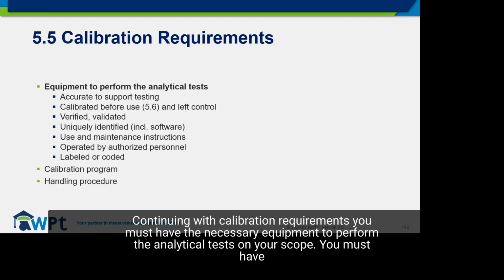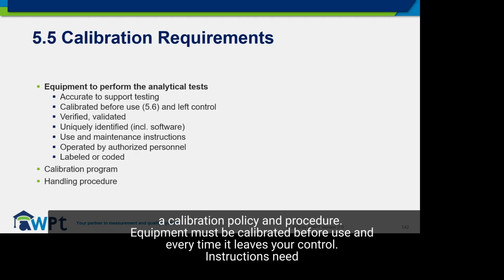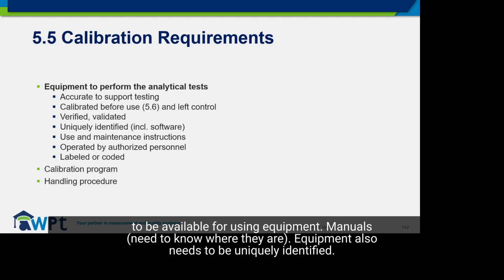Continuing with calibration requirements, you must have the necessary equipment to perform the analytical tests on your scope. You must have a calibration policy and procedure, and equipment must be calibrated before use and every time it leaves your control. Instructions need to be available for using equipment manuals. You need to know where they are. Equipment also needs to be uniquely identified.